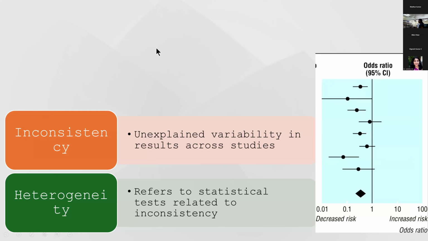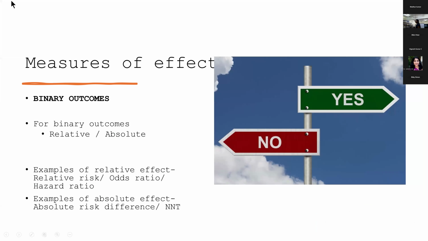So what is inconsistency? Inconsistency is basically unexplained variability across different studies. You can see in the picture that each of the studies has different effects. Some studies showing no benefit, some studies show a very good benefit, some study shows a mild difference. Heterogeneity is basically the statistical test which you use to consider inconsistency.